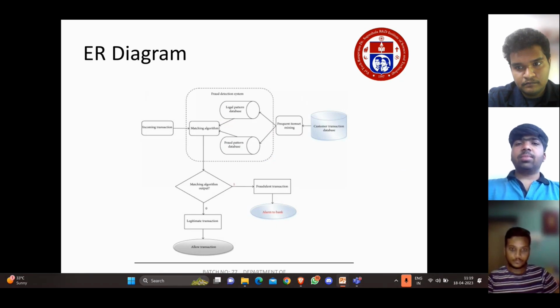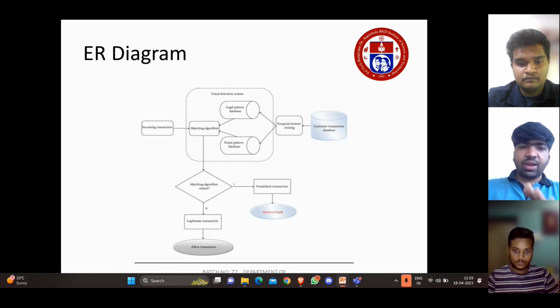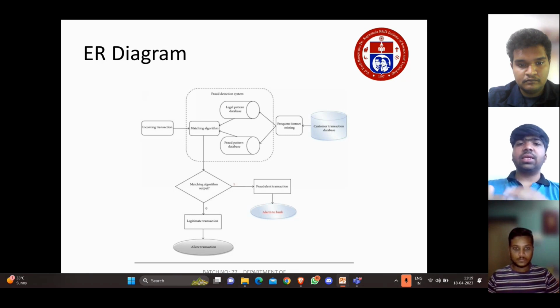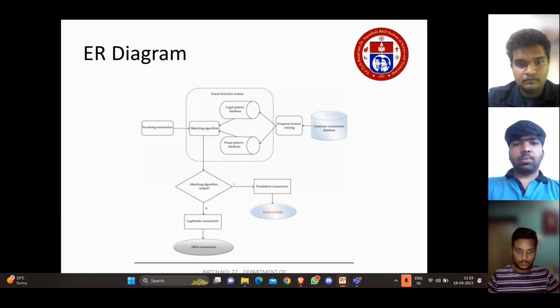And the final diagram is the entity relationship diagram. Here we have entities related to every entity in the project, from the incoming transaction to the outgoing transaction, and the time and date, everything is related to each entity. Every class is an entity in the ER diagram. Yeah.